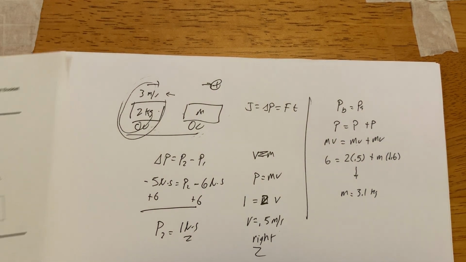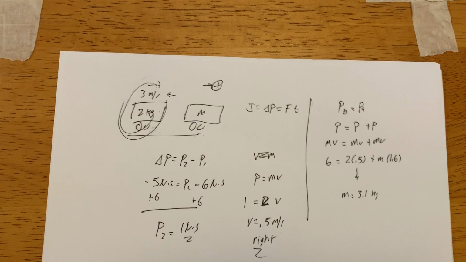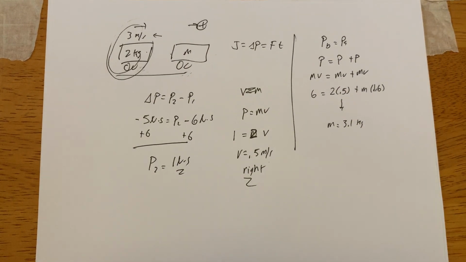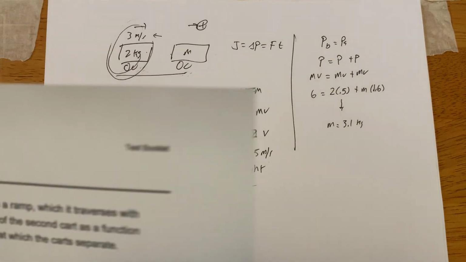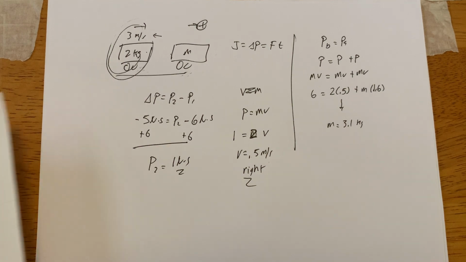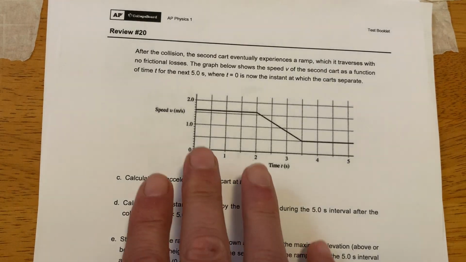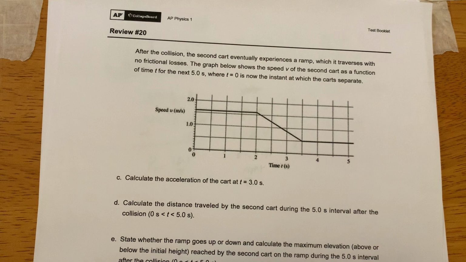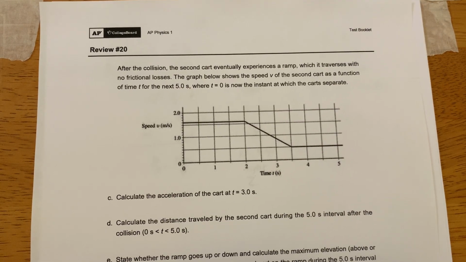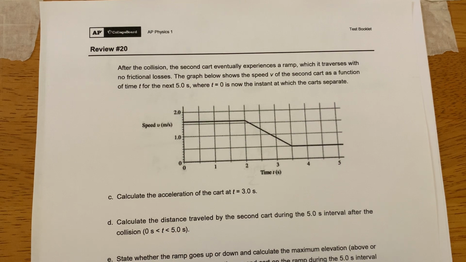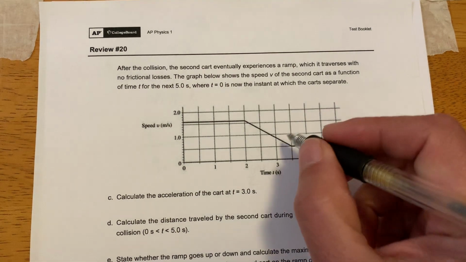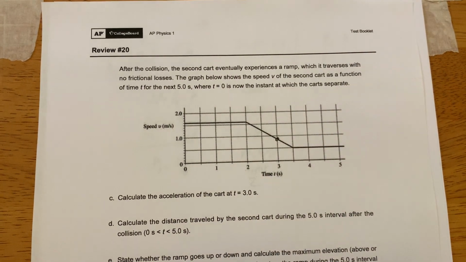Okay, next stuff. Now, by the way, it's weird. This problem goes from all this momentum stuff right into linear motion now. So what do we got next? All right, so the second cart goes forward, it goes up a ramp, does a couple of things, and it's going to give us some information. So calculate the acceleration of the cart at 3 seconds. All right, so I want the acceleration right there.